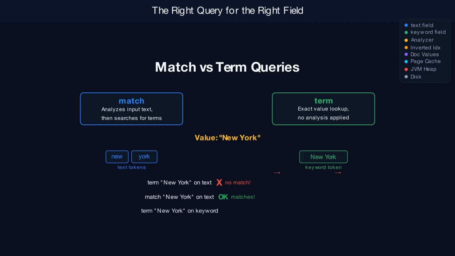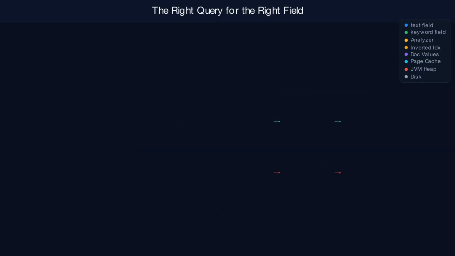Now if you run a term query for New York on the text field, it fails because the index contains New and York, not the combined string New York. But a match query on the text field works perfectly because the query text also gets analyzed into New and York. On the keyword side, a term query for the exact string New York works because that is exactly what is stored. Think of it like searching a phone book. A match query flips through pages looking for words that appear anywhere. A term query looks up one specific exact entry. Using the wrong combination gives you unexpected empty results that are hard to debug.